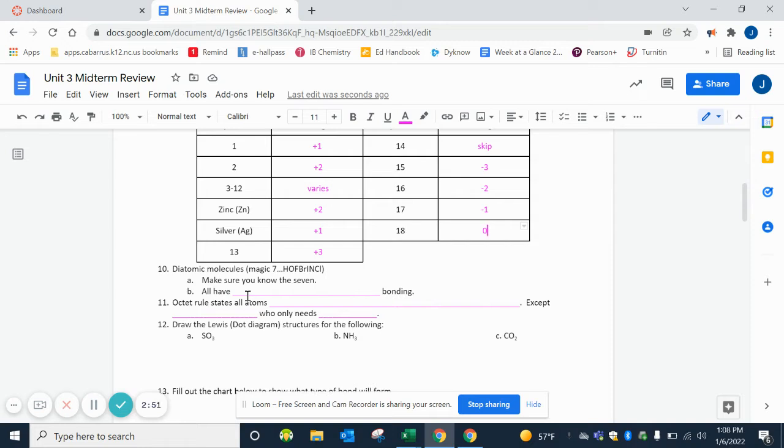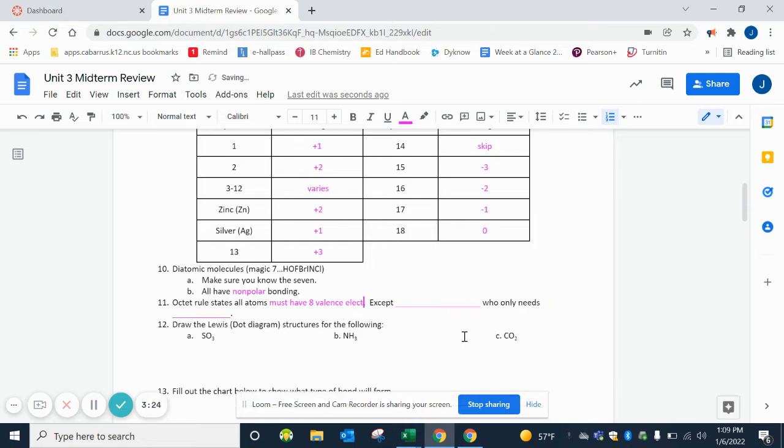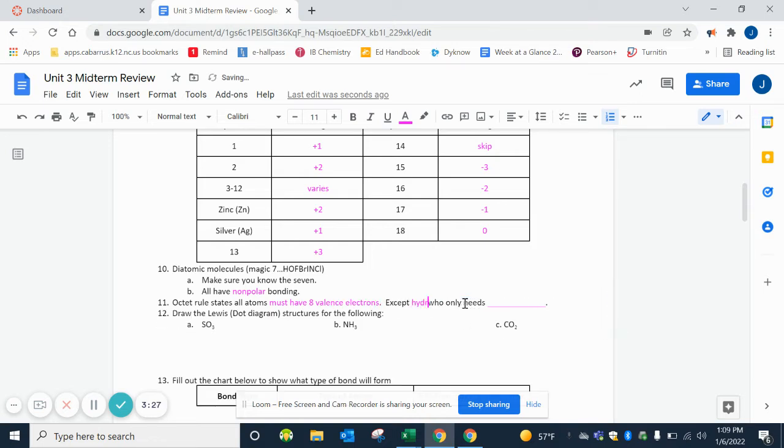Remember the diatomics. There's 7 of them. You can remember it by remembering the word Hofbrinkel, or if you look at the periodic table, start with number 1, go to number 7, and then draw a 7 with your finger. All diatomics have nonpolar bonding, and that's something where a lot of you were missing on your test. The Octet Rule states that all atoms must have 8 valence electrons, except hydrogen, who only needs 2.